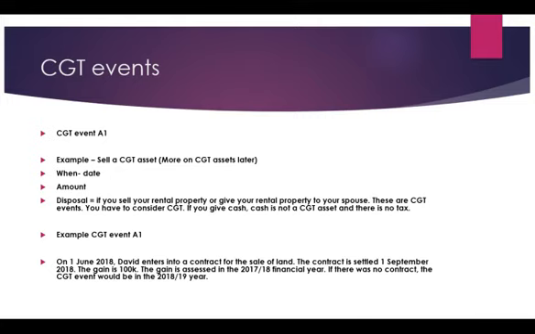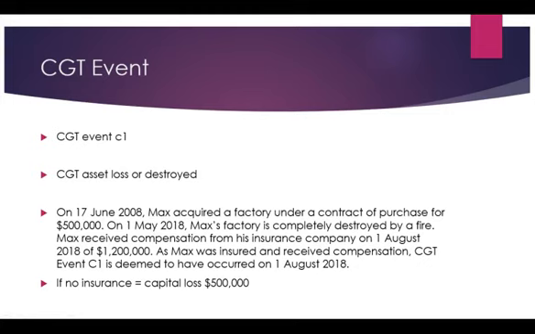Now we've got an example here. On 1 June, David enters into a contract for the sale of land. The contract is settled on the 1st of September 2018. He's made $100,000. In which year is that gain assessed? Is it assessed in the 17-18 year or the 18-19 year? Hopefully everybody realizes that it's the date of contract, 1 June, therefore it's going to be in the 17-18 financial year.